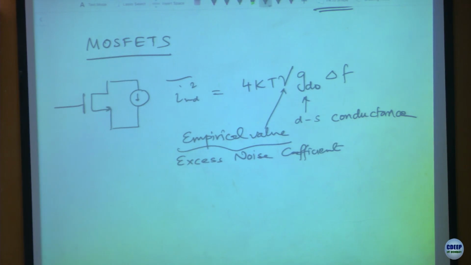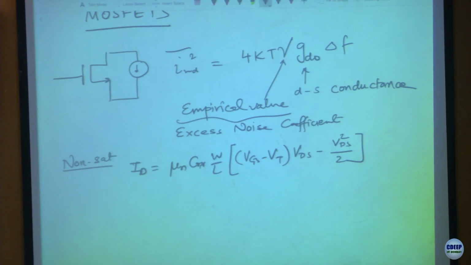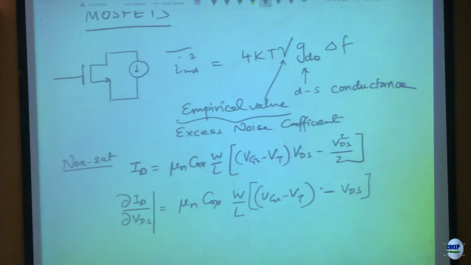So in the non-saturation region, what is our equation for the current? ID is equal to mu n C aux W by L times (VGS minus VT) VDS minus VDS by 2. So we calculate the drain to source conductance by doing del ID by del VDS. And what is that equal to? Mu n C aux W by L times (VGS minus VT minus VDS), right? Correct? Now, I can define this at VDS equal to 0.